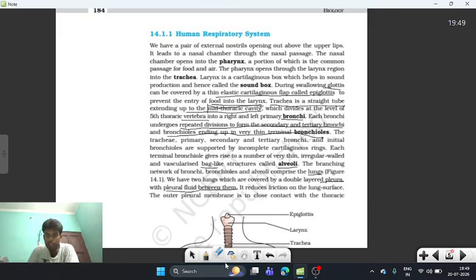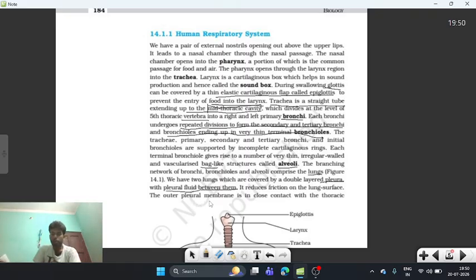So what is the function of the pleural fluid? See, if something has fluid, the main function will always be to reduce friction. Because if there is friction, there will be damage. So if there is no friction, there will be no damage. That's why the pleural fluid is there.